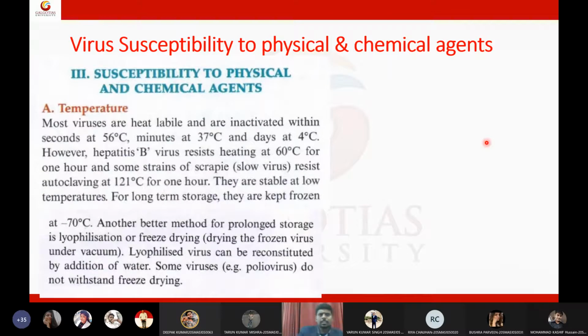Then coming to the viral susceptibility to physical and chemical hazards. That means to what parameters the virus is prone to death, and to what parameters the virus is resistant. What things a virus can withstand and what things it cannot withstand are called resistance and susceptibility. Susceptibility means killing agents. Resistance means the virus can resist and live under certain conditions.